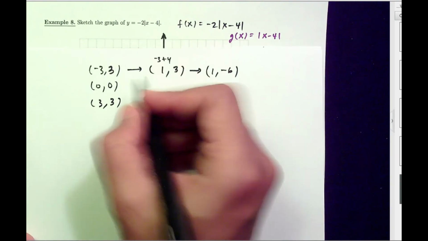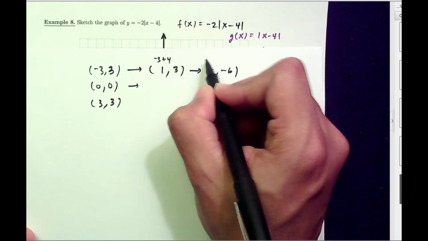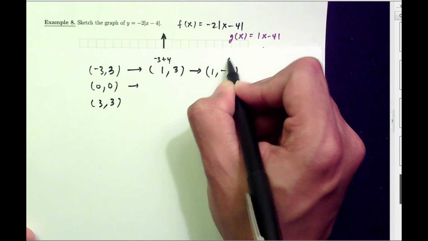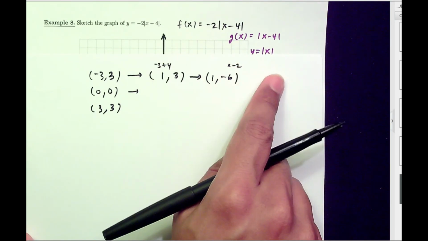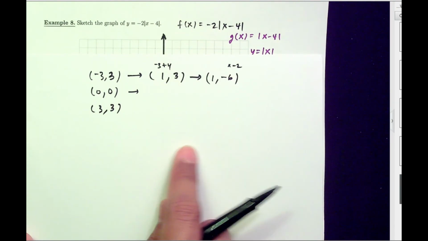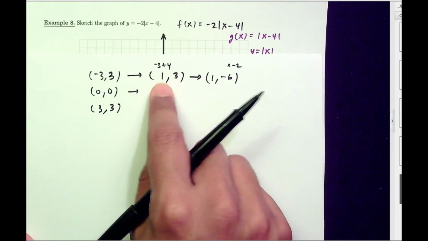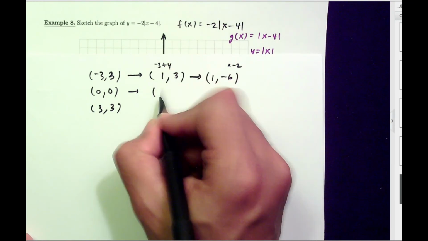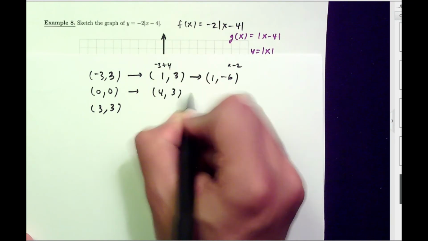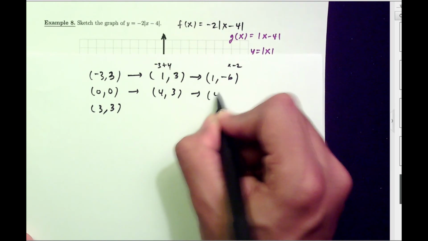Good. Then you do the same thing. Once you do it once, it's really easy to do it for all the other ones. So what we did, we added 4 to the x-coordinate and multiplied the y-coordinate by negative 2. Add 4 to the x-coordinate, multiply the y-coordinate by negative 2.